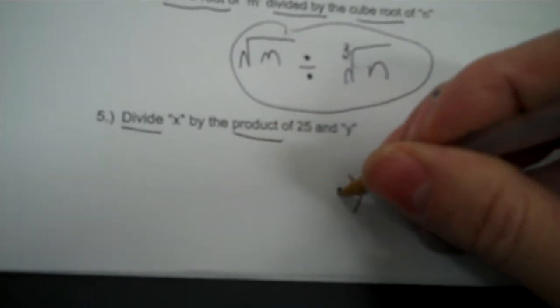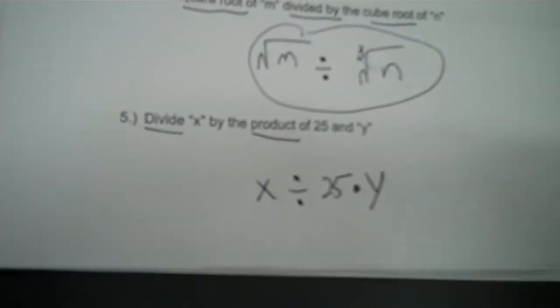Divide x by the product of 25 and y. So I work my way backwards. I got y, then product means times, and I times by 25. Okay. Divide, and then I find a letter or number to put there. I would put x. Okay. Now, any of those words symbolize parentheses? Well, yeah, product. That means you put a parentheses around the multiplication part. Okay, next one.